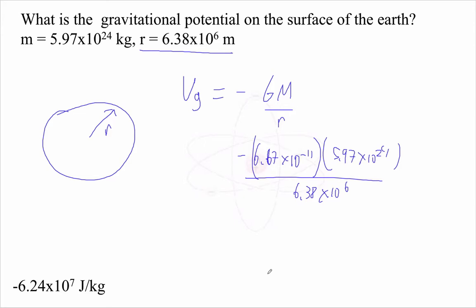Okay, times 5.97 E24 divided by 6.38 E6. That's a bigger number. I don't even know what it is. Okay, negative 62413663636. Ooh, that's cool. It's got 363636. Okay. If I was smarter, I'd know what this meant.